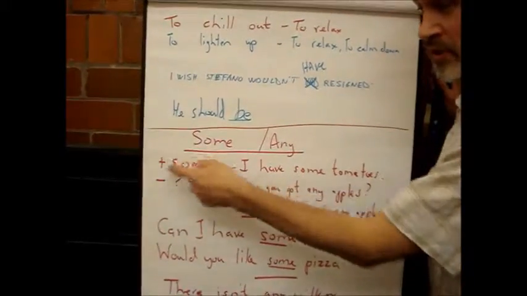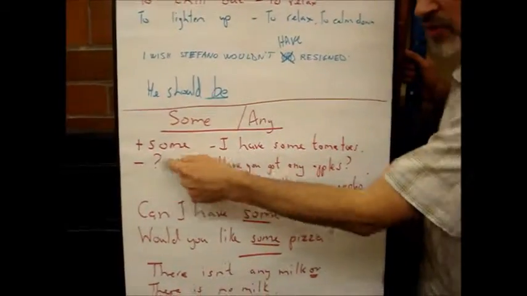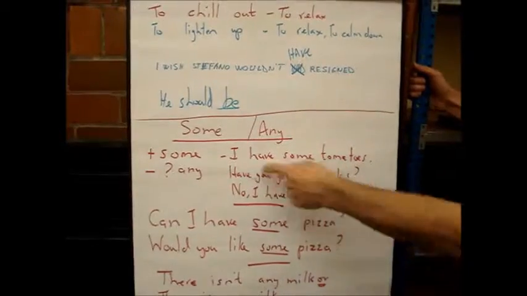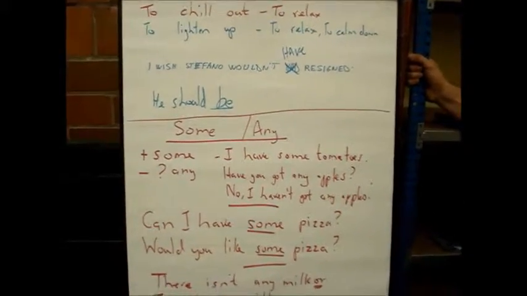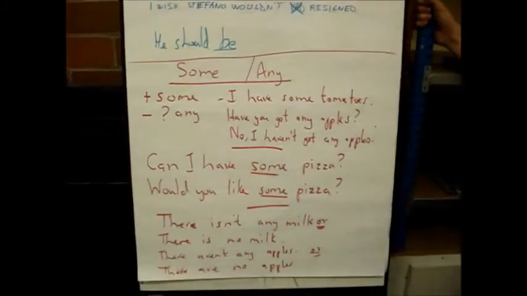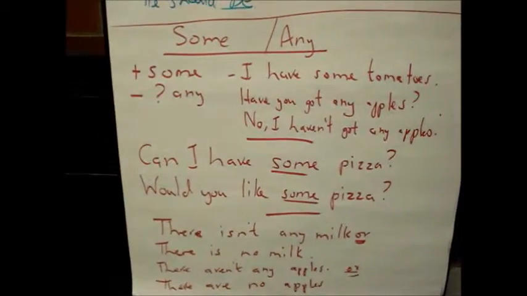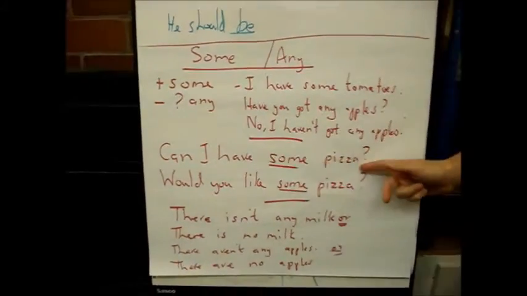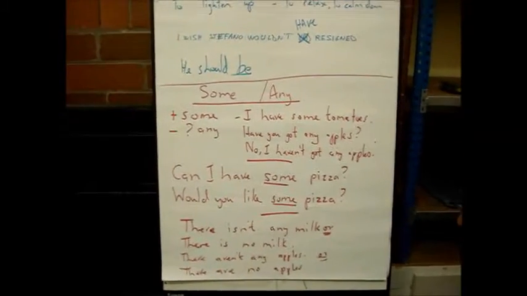Like, with some we use with positive sentences. I have some tomatoes. Any we use with questions and negatives. Have you got any apples? No, I haven't got any apples. But if you know that they have some, or it is on your menu, because you're in a restaurant, you can say, oh, can I have some pizza? Can I have some tomatoes? Because you know they have.